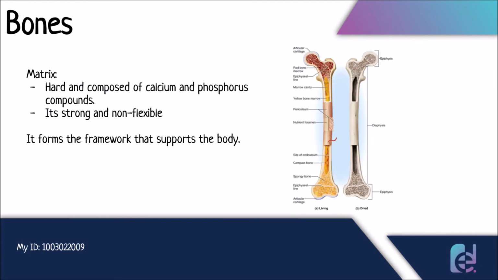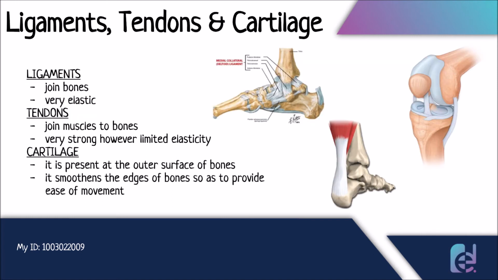Bones have a hard matrix and it's composed of calcium and phosphorus compounds. Bones are strong and non-flexible because their matrix is strong and non-flexible, and bones form the framework that supports the body. Many people get confused between these three things: ligaments, tendons, and cartilage.